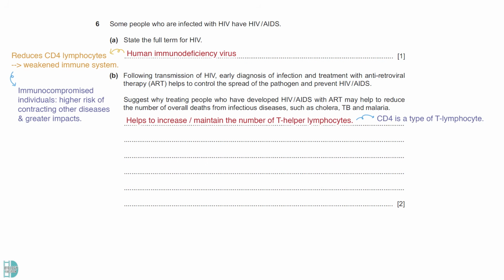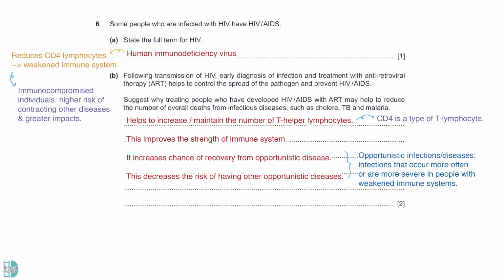HIV treatment helps maintain the number of CD4 cells, a type of T lymphocyte. This improves the strength of the immune system. The risk of having other opportunistic diseases will then be reduced. The chance of recovery is also greater. Opportunistic infections or diseases are infections that occur more often or are more severe in people with weakened immune systems.